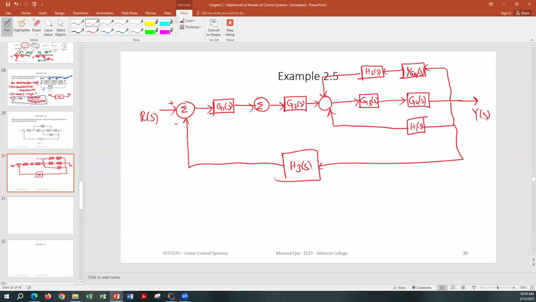So again, we moved the point that was here. H2(s) was coming here. We moved that pickoff point behind the G4(s) block, and we introduced 1 over G4(s) in the feedback.